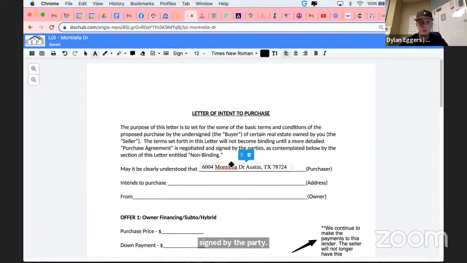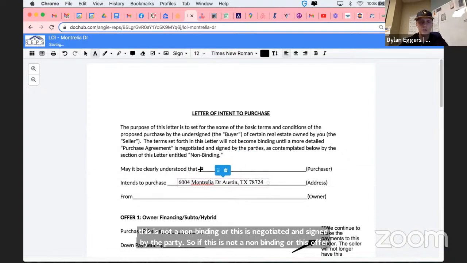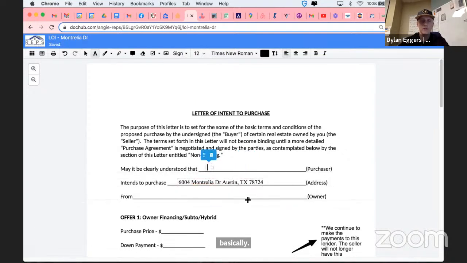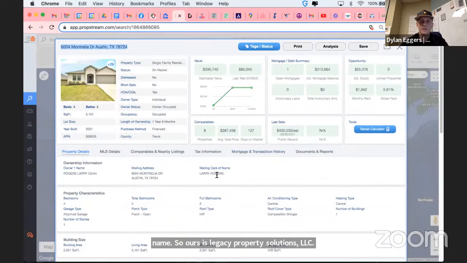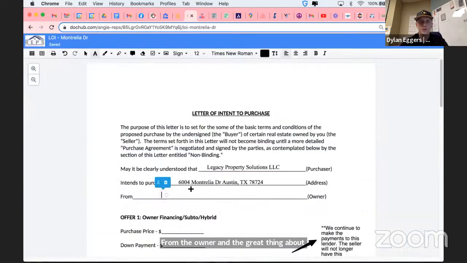Oh, and that actually goes down here. So address goes right here. What goes here is your LLC name. Ours is Legacy Property Solutions LLC, from the owner. And the great thing about PropStream is it shows me the owner, Mr. Larry Rogers, right here.